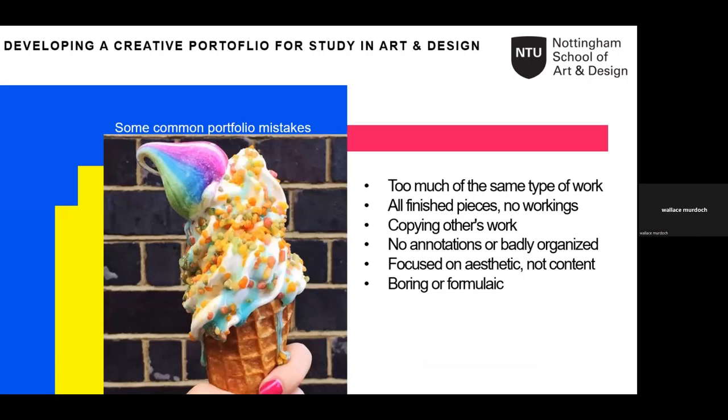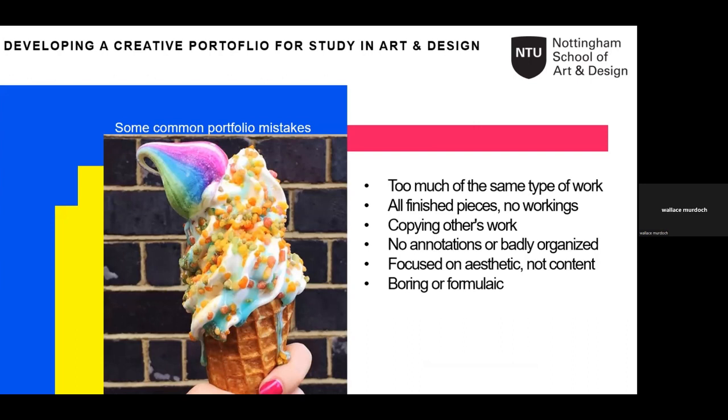And these are some of the common mistakes that students make within a portfolio. They include too much of the same type of work. They include only finished pieces and no workings, and that's really important. And when I say copying other people's work, very often they might be influenced by a designer or artist, and they take on too much of the characteristics of that work rather than developing their own individuality.